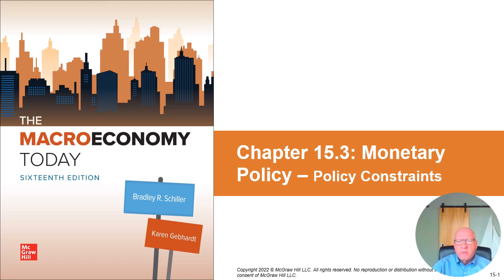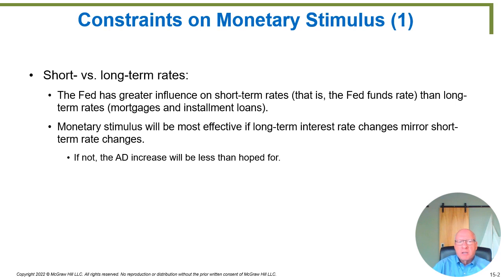In our third installment on Chapter 15 on monetary policy, we're going to be discussing what are called policy constraints. So what's a policy constraint? Well, remember what a policy means is the government is attempting to do something, and let's say we're assuming we're going to be trying to stimulate the economy. So the policy would be, let's use monetary policy to stimulate the economy.